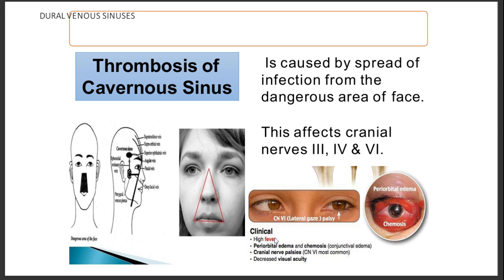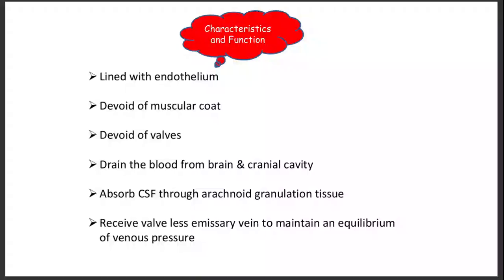So what will you be able to see? High fever, decreased visual acuity, like your vision is disturbed. Cranial nerve palsy, specifically cranial nerve number 6 is most commonly involved. Periorbital edema, swelling of the orbit. Okay, so those things can go wrong.